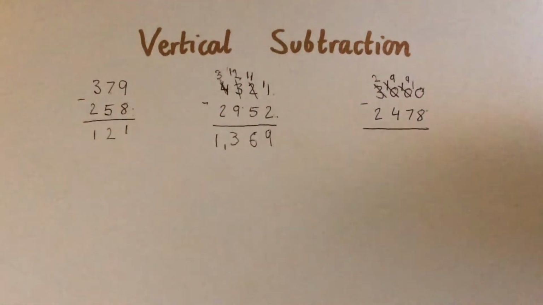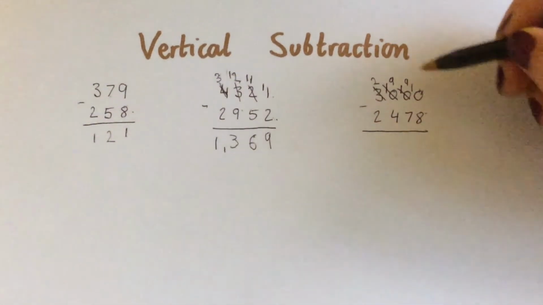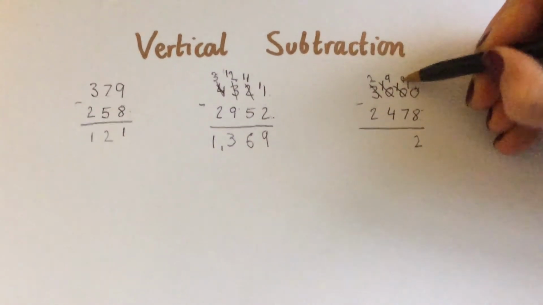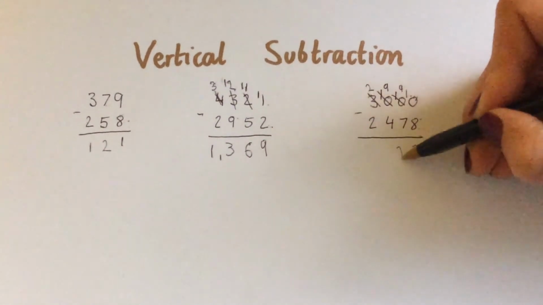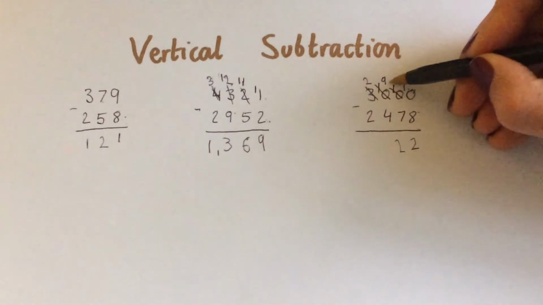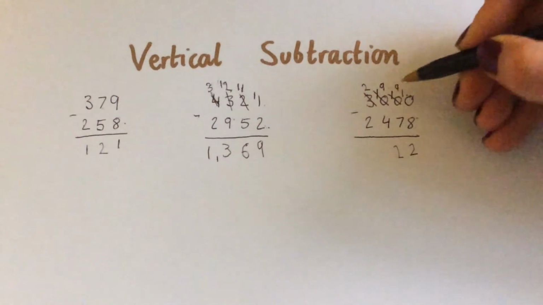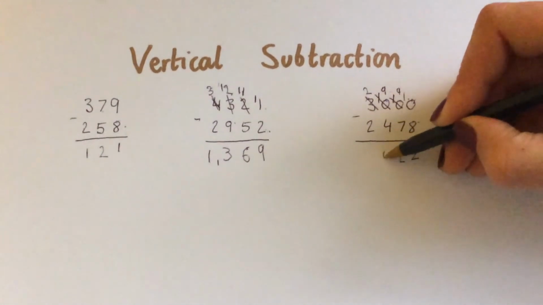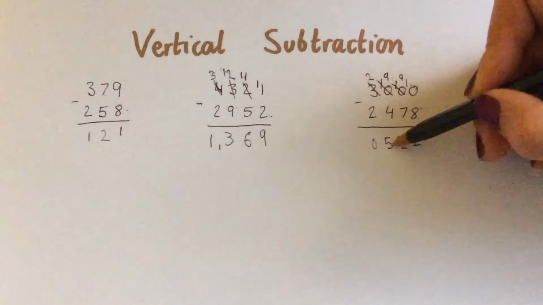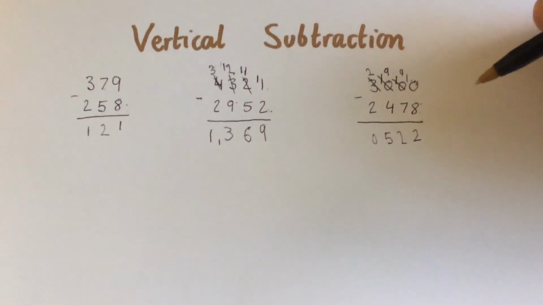Alright. So, now I can say 10 take away 8 is 2. 9 take away 7 is 2. 9 take away 4, well, it's a bit harder, but you can count up if you'd like. 5. 2 take away 2 is 0, and so then you have your answer.